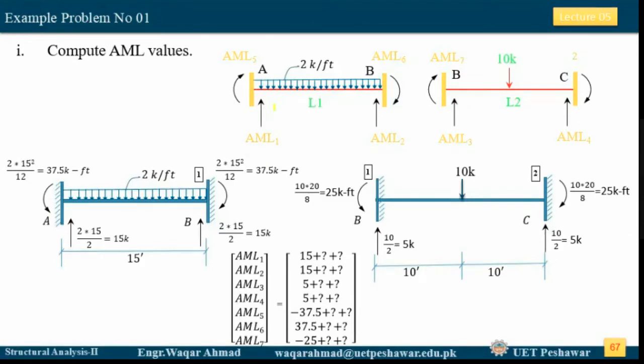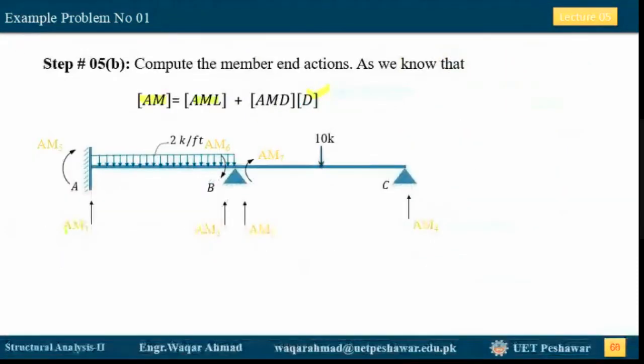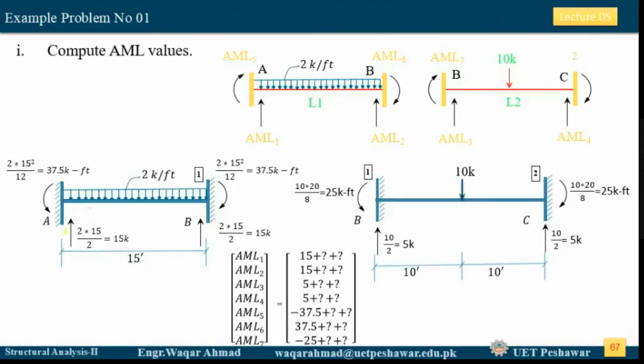They are the fixed end actions, and these fixed end actions correspond to our specified AM1 up to AM7 values. Now, corresponding to your AM1, you find out the value of the fixed end action, and you name it AML1. But this AML1, as I have shown here, is corresponding to AM1. This AML1 value, or this fixed end action, should come from this 2 kip per foot load and this 10 kip load applied on your structure.